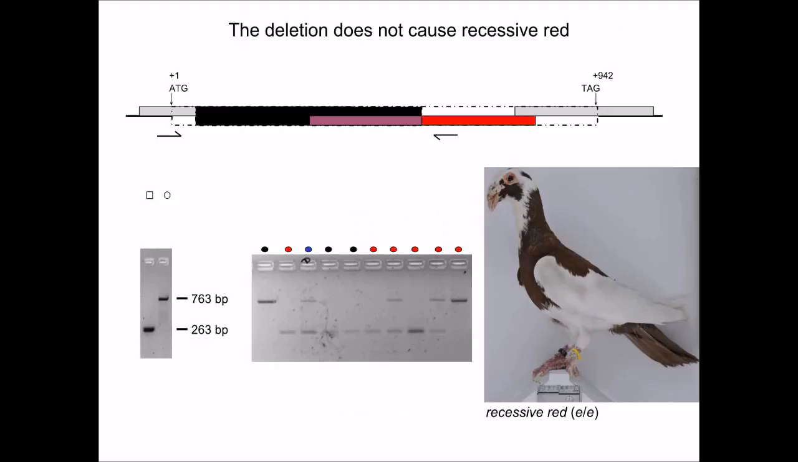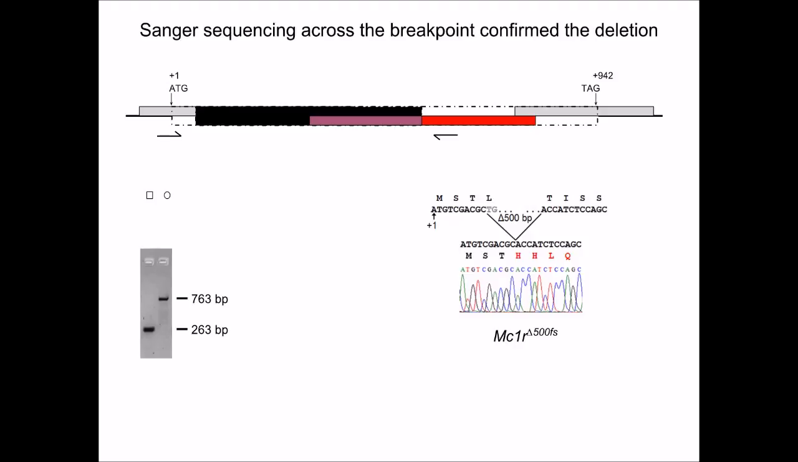I tested every red bird in the colony or their parents, and only one red bird was lacking any copies of this potential deletion. Sequencing showed that the deletion is exactly 500 base pairs, which is not divisible by 3, and therefore this is a frameshift mutation if it is real.